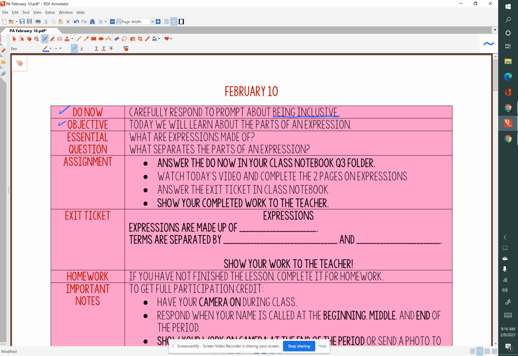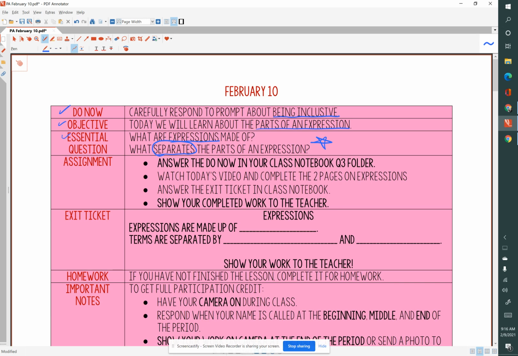Our objective today will be to learn about the parts of an expression, and our essential question: what are expressions made of, and what separates the parts of an expression? This is a really important notion that you need to understand as you go into algebra.